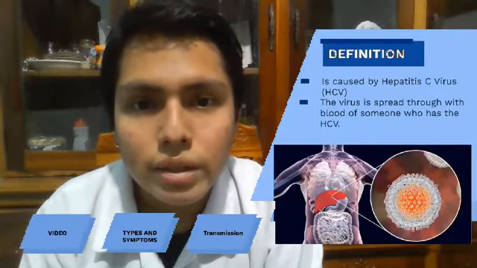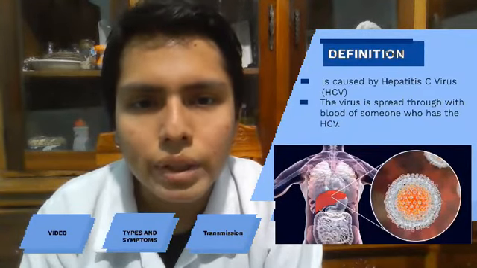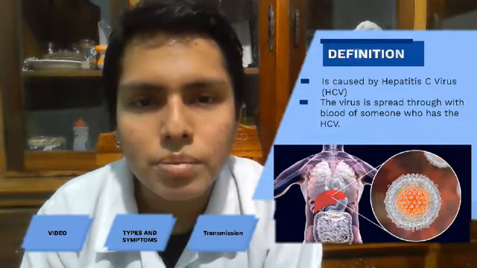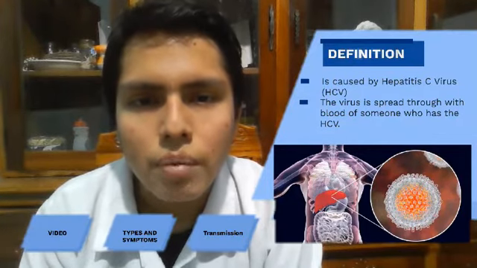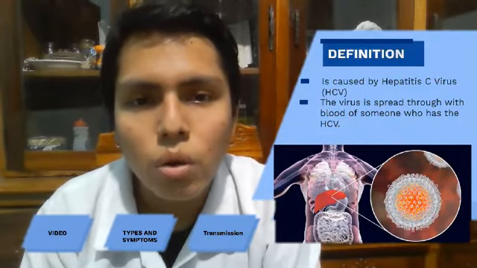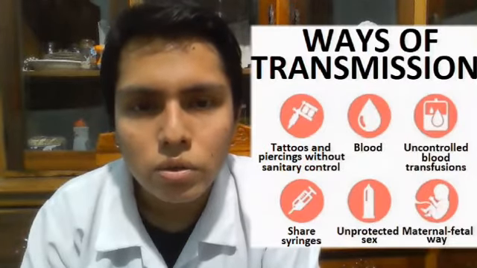Definition: hepatitis is the inflammation of the liver. Hepatitis C is caused by the hepatitis C virus or HCV. Hepatitis C is spread from contact with the blood of someone who has the virus.